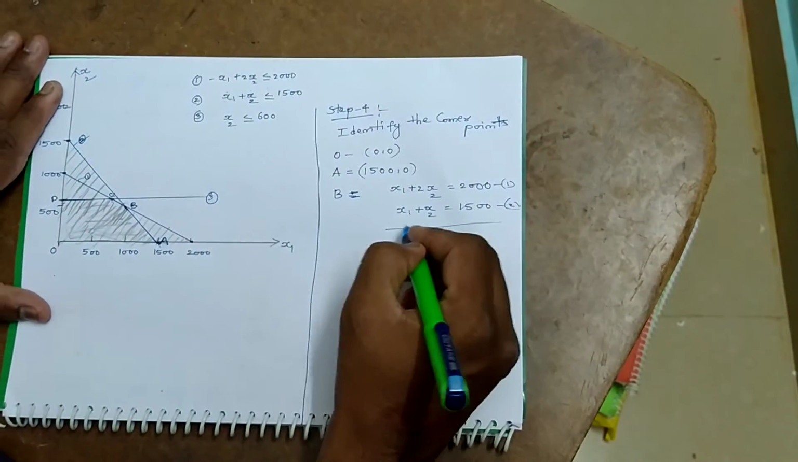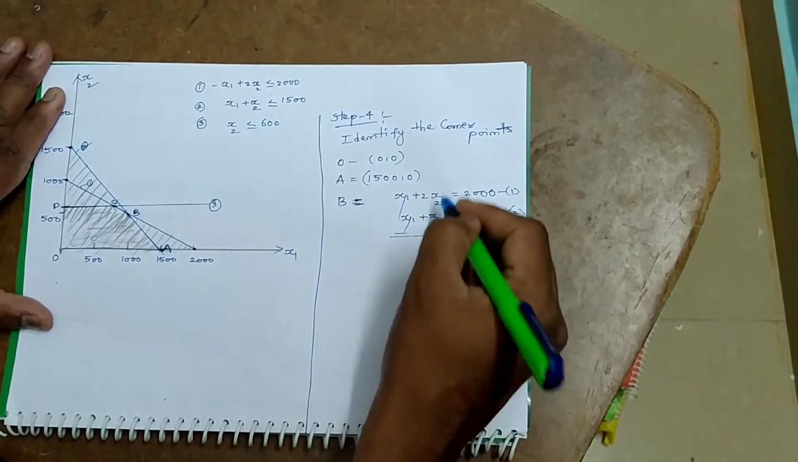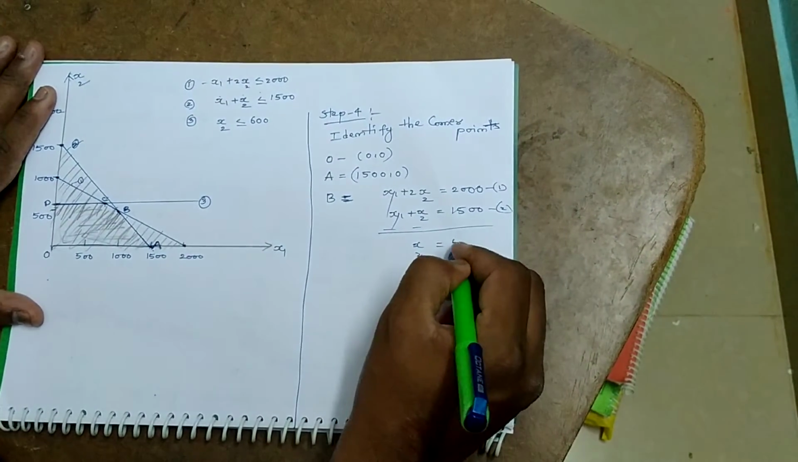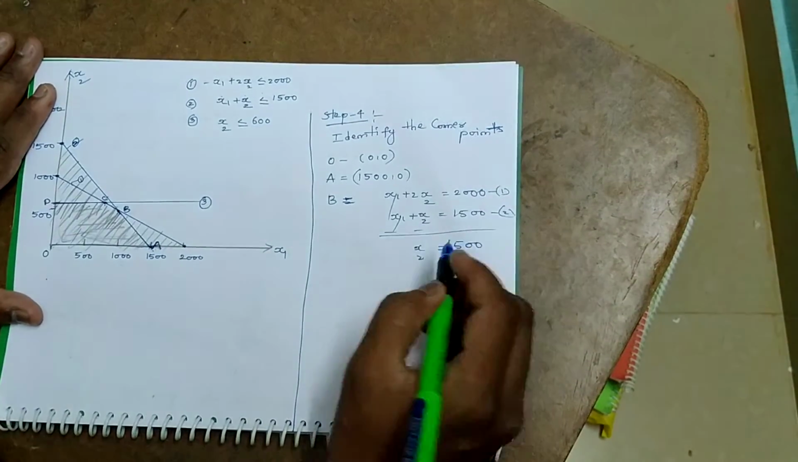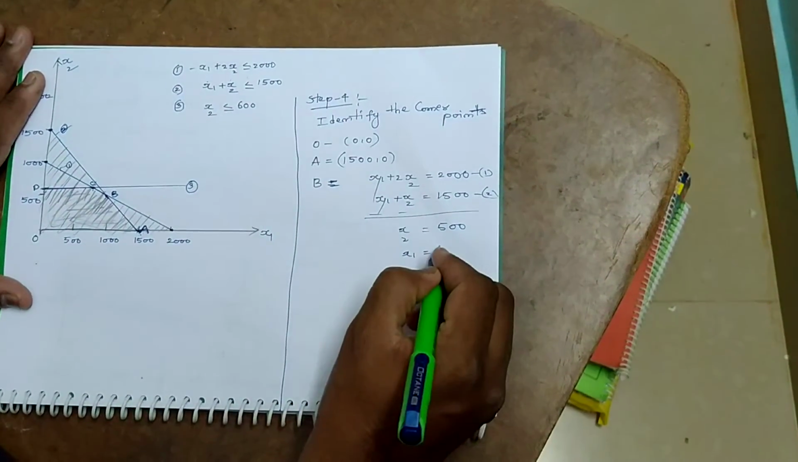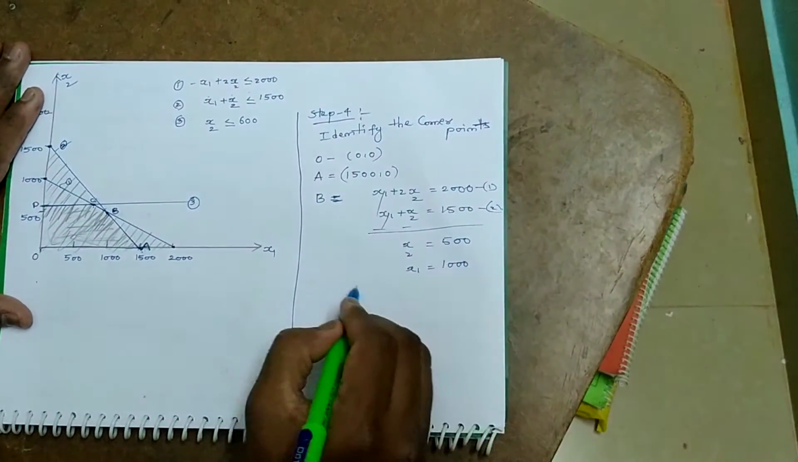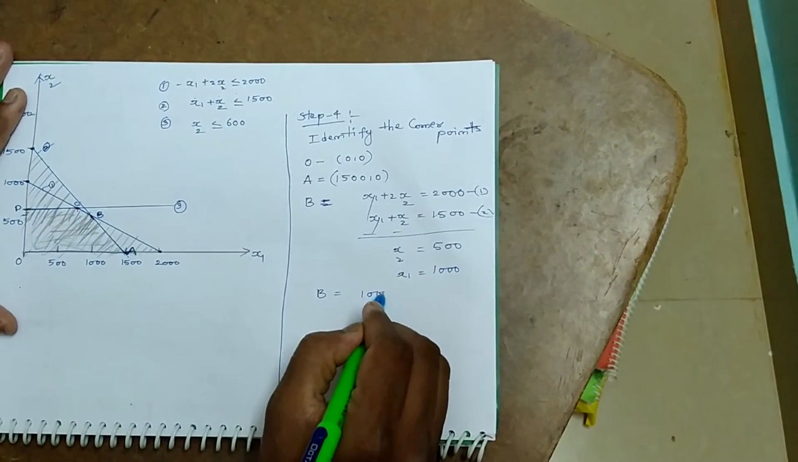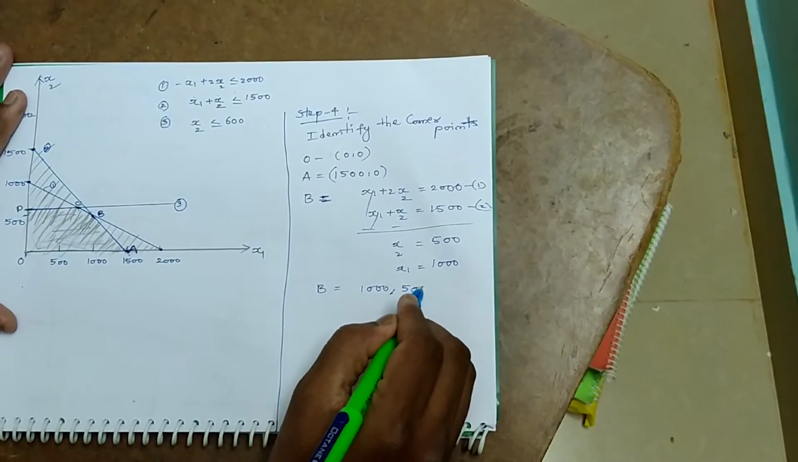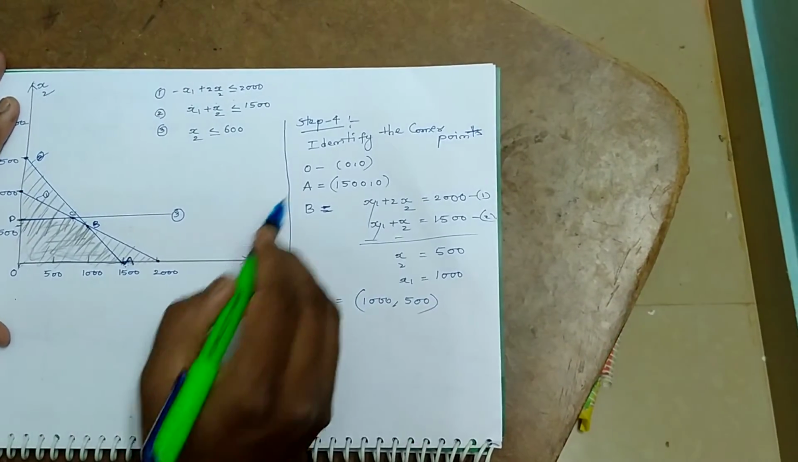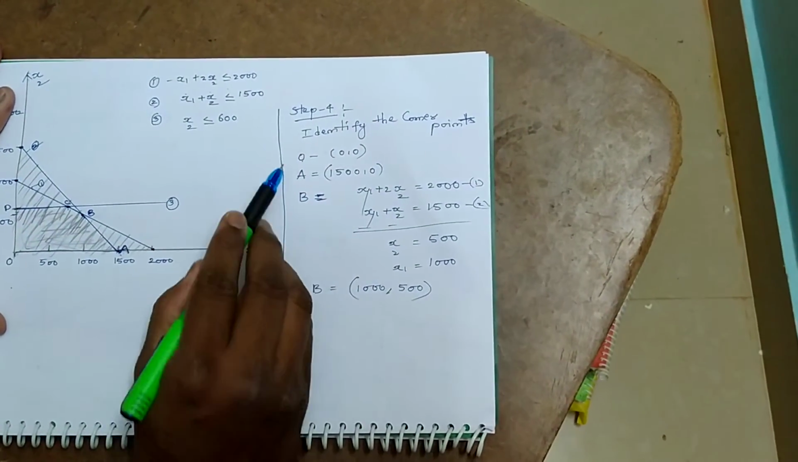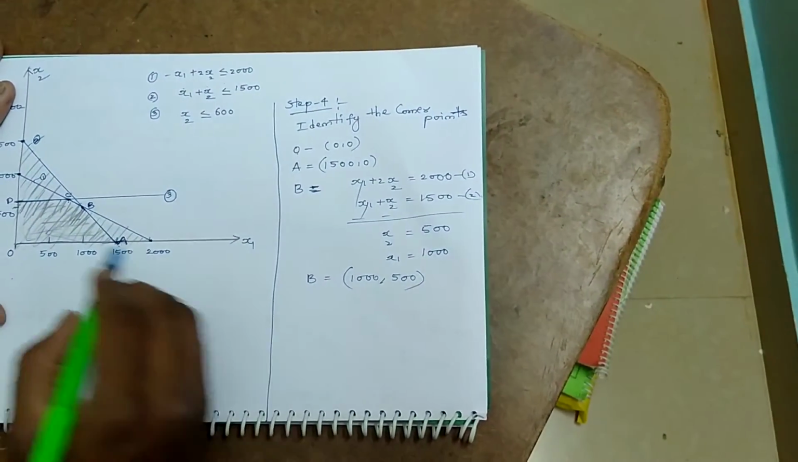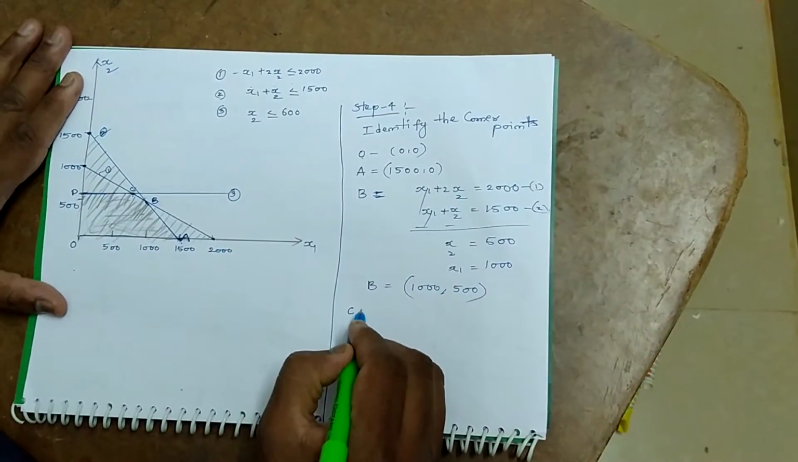How to solve it? Subtract the equations, 2x2 minus x2, so x2 is equal to 500. If x2 is equal to 500, x1 is equal to 1000. Then corner point B is equal to (1000, 500). Now you got A, you got B, and O is already there, (0, 0). O, A, B. Now we need to find the corner point C.